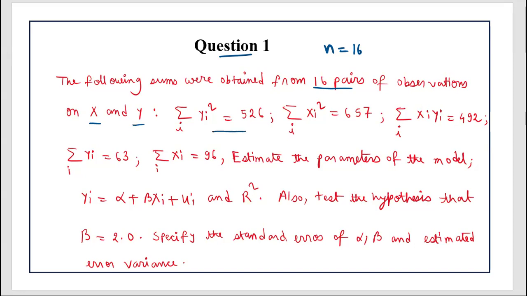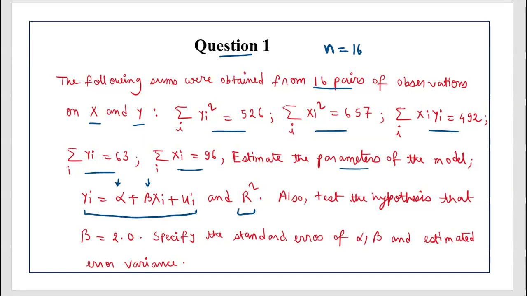So see, the first data is the summation i from 1 to n of yi square. Summation xi square is given to you. Summation xi yi is given to you. Summation yi, summation xi. So these are the data that are given to you. Now the first question is asking to estimate the parameters of the model. The model looks like this, the simple two variable regression model. We have worked with this model multiple times before. You have two parameters here, namely alpha and beta. So firstly, you have to estimate the value of alpha, the estimated value of beta, and r square. So this is question number 1.